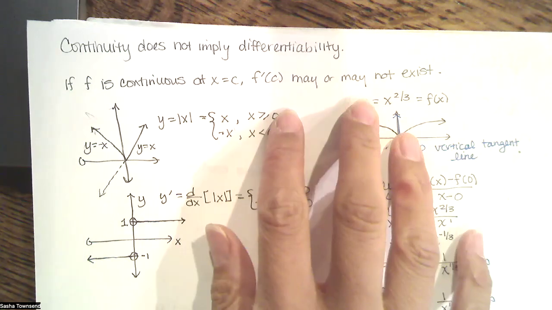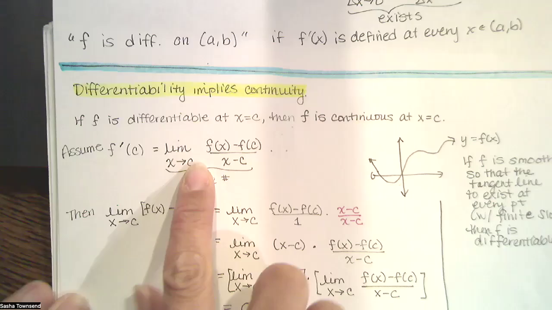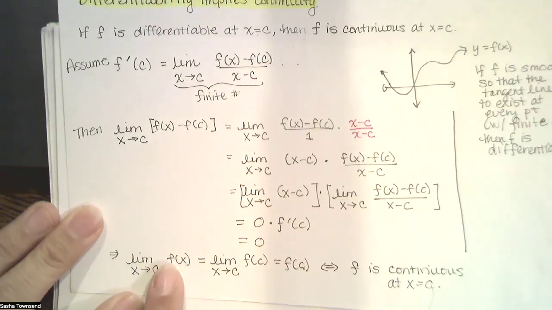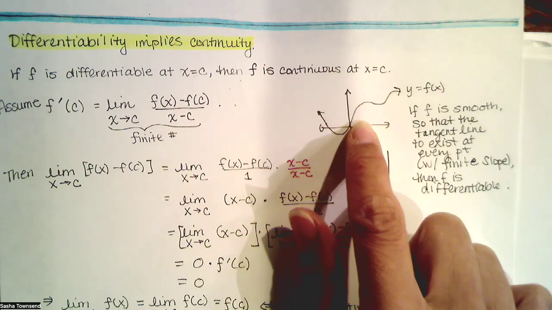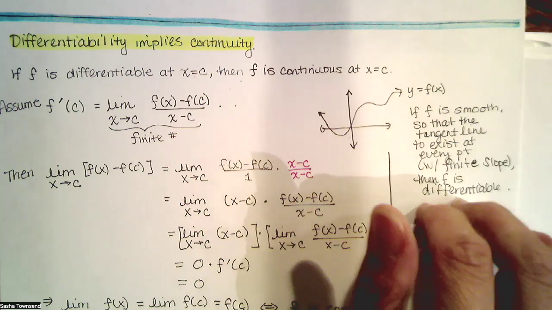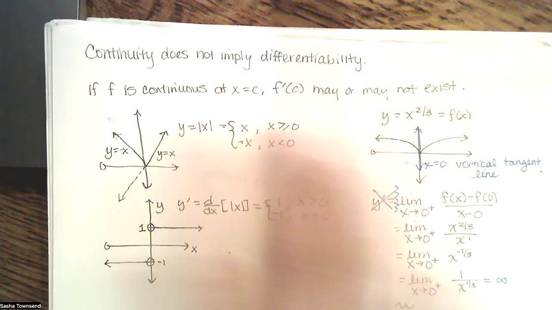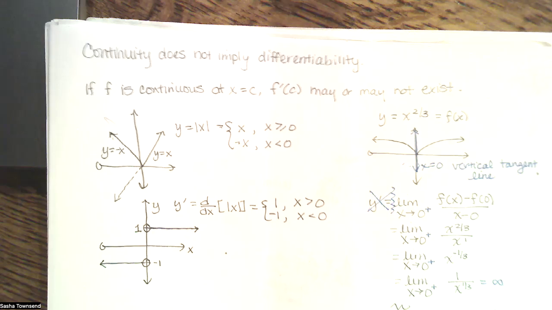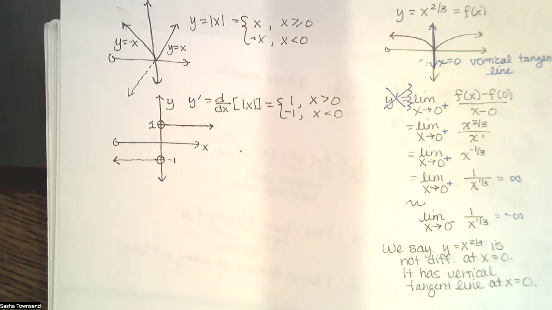So continuity does not imply differentiability. You can have continuous functions where the derivative doesn't exist. But this derivation shows us that if the derivative does exist, we're guaranteed that that function is continuous at x equals c. So differentiability, which means that the graph is nice and smooth with tangent lines that all have finite slope, means the function is also continuous. So differentiability implies continuity, but continuity does not imply differentiability. And of course, if a function is discontinuous at a point, the derivative does not exist as well.